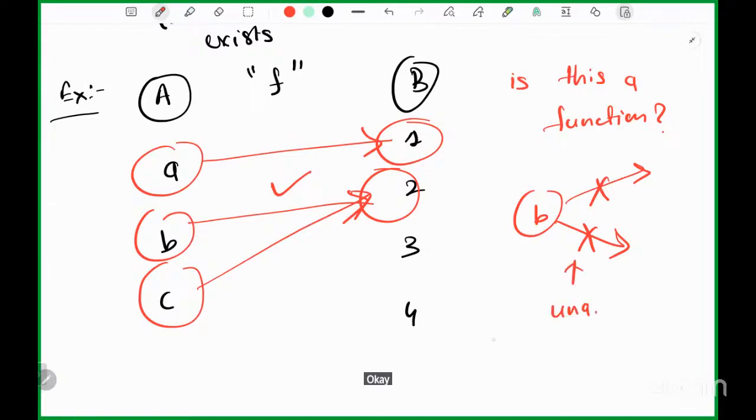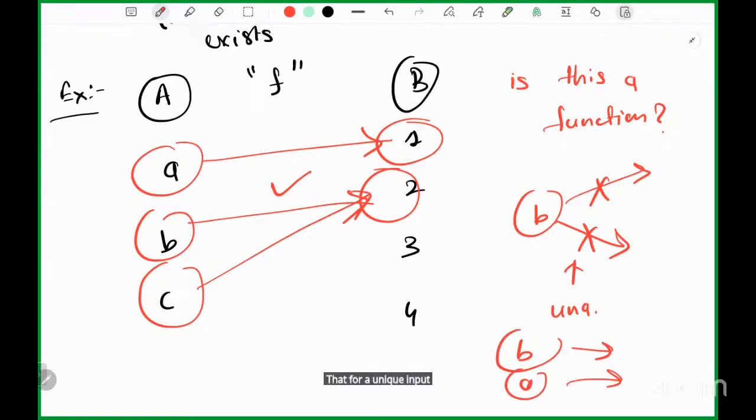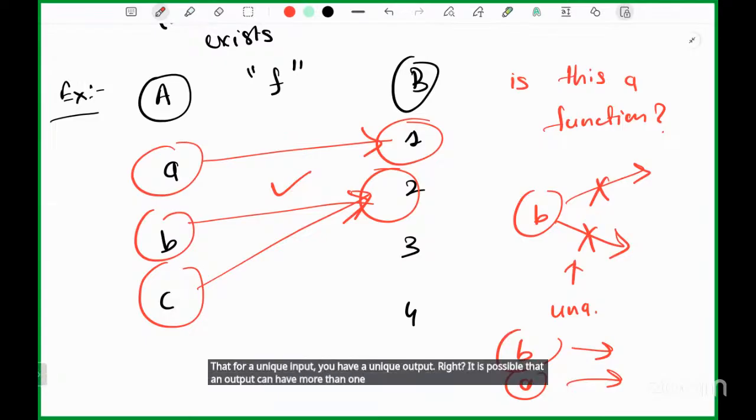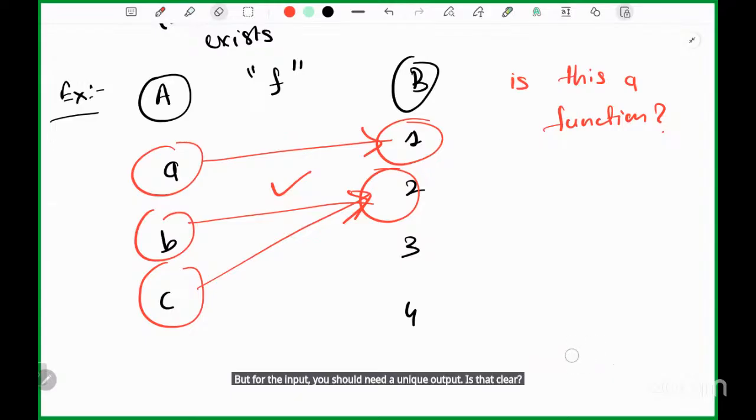Unique means B should map to one thing, A should map to one thing, and C should map to one thing. That for a unique input, you have a unique output. It is possible that an output can have more than one input, but for an input, you should need a unique output. Is that clear? Yes. So the answer is yes, this is a function. Now let's consider another example.